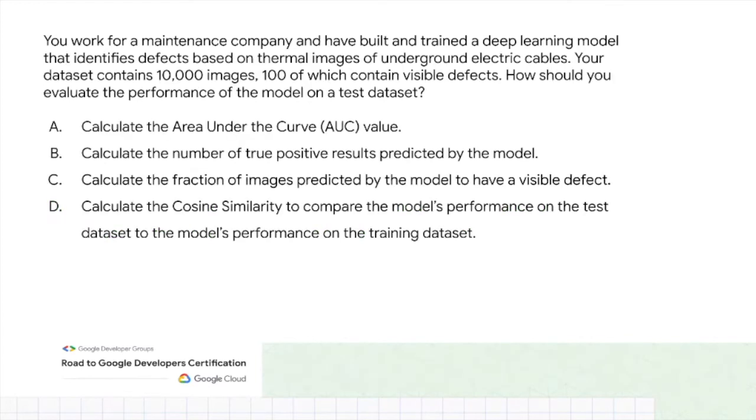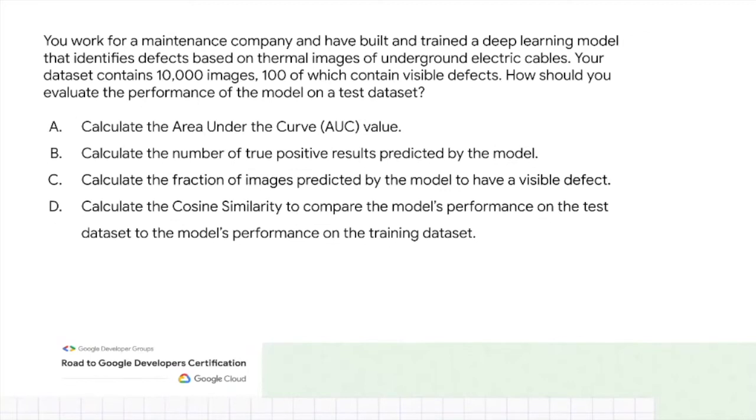All right, our next question. So, we work for a maintenance company and have built and trained a deep learning model that identifies defects based on thermal images of underground electric cables. So, our dataset contains 10,000 images, 100 of which contain visible defects. How should we evaluate the performance of the model on a test dataset?